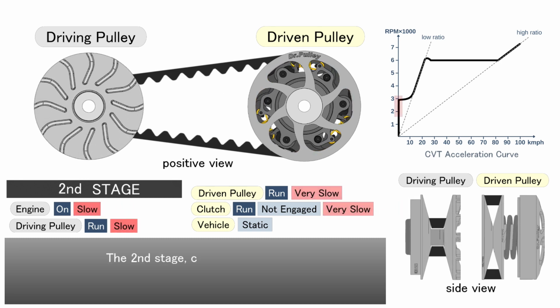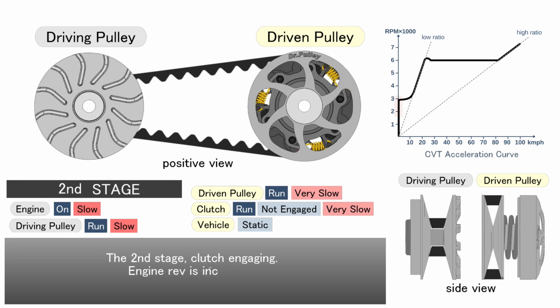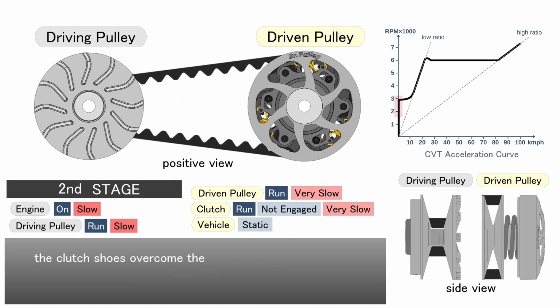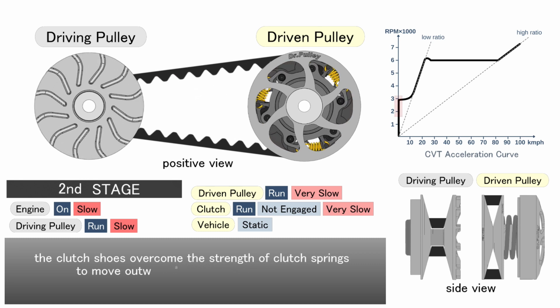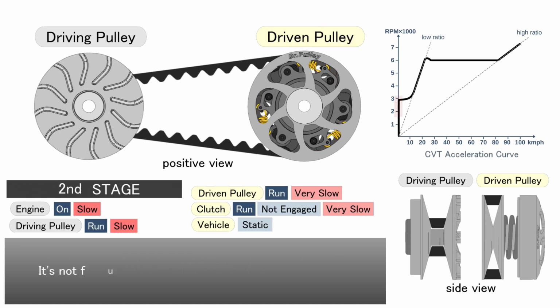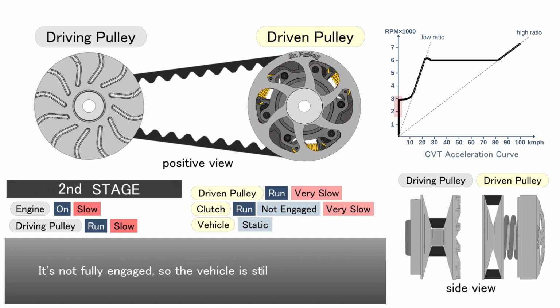The second stage, clutch engaging. Engine rev is increasing. The clutch shoes overcome the strength of the clutch springs to move outward and touch the clutch bell. It's not fully engaged, so the vehicle is still not in motion.